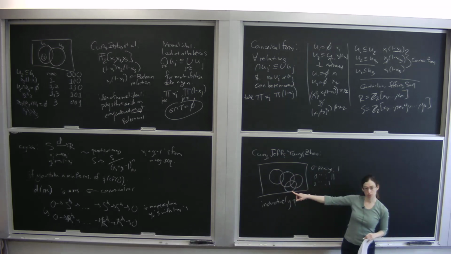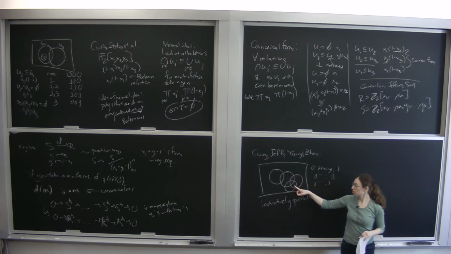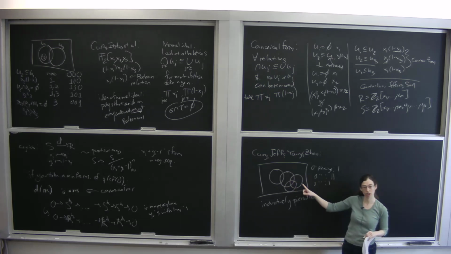Right, every possible sub-intersection exists. If this one intersects these two, there also has to be a place where all three intersect. There also has to be a place where the other two intersect without it. They all have to fire separately, and there has to be space where none fires.